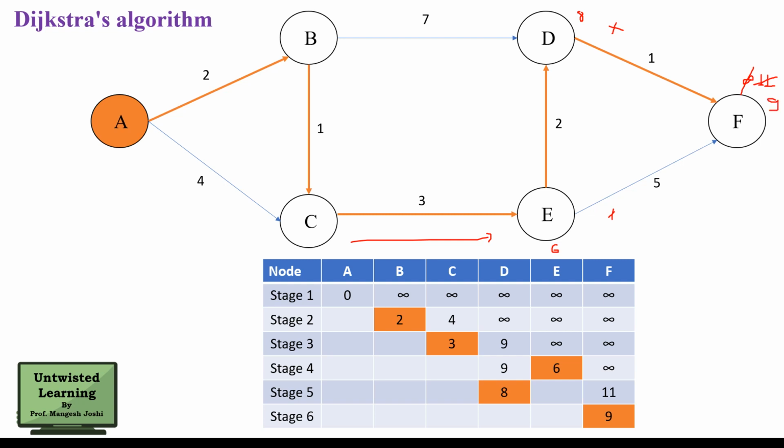And finally, you will get the least cost, that is 9, from the shortest path A to B, B to C, C to E, E to D, and D to F. In this way, we have calculated the shortest path and shortest cost.